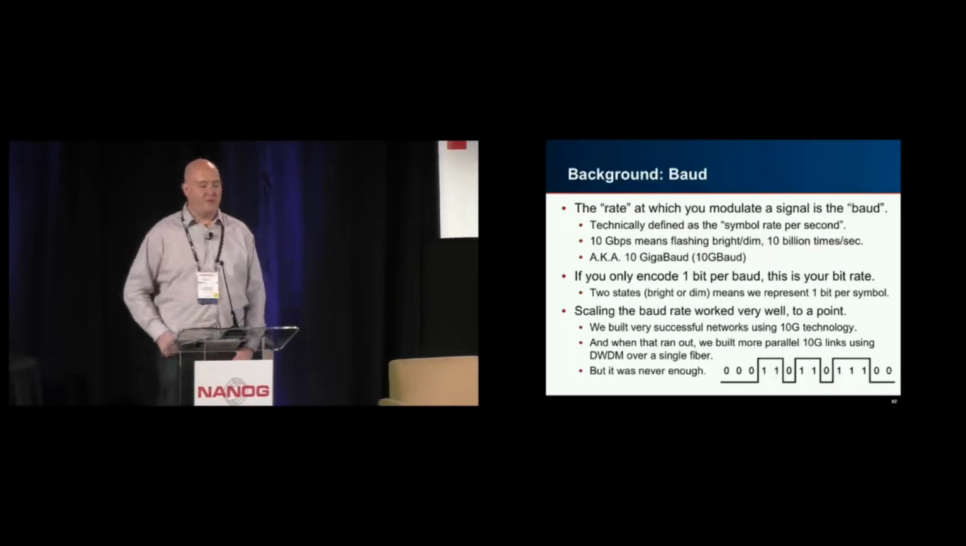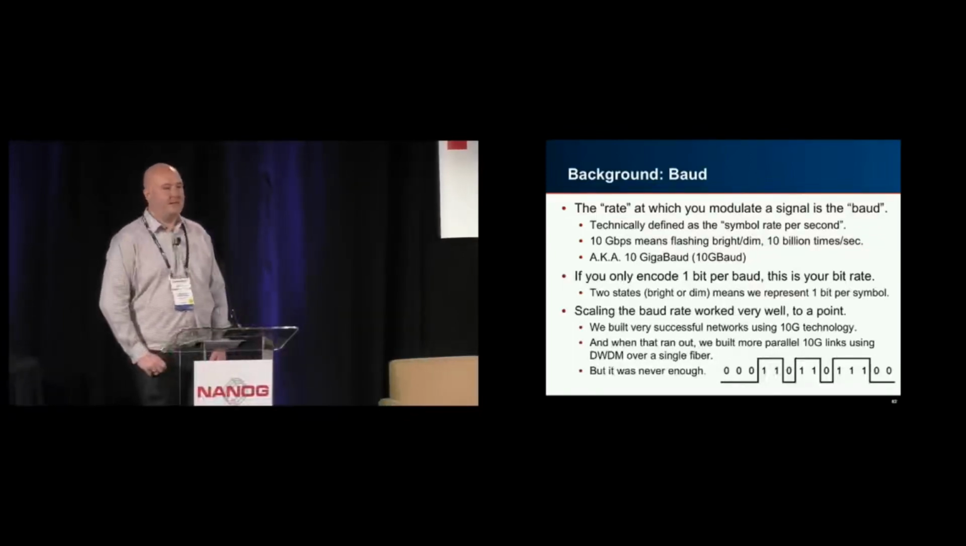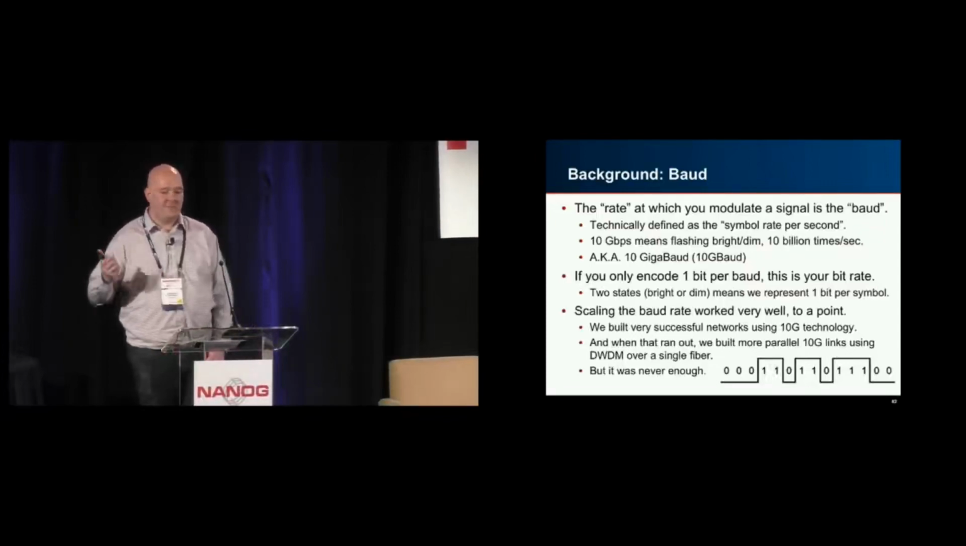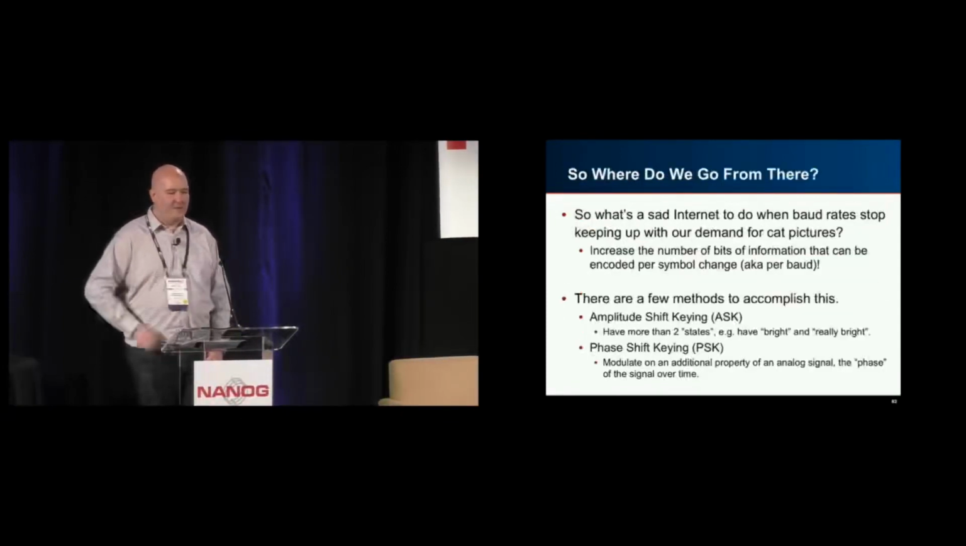And that worked well to a point. We built a lot of very successful networks with it, but it really only worked up until about 10 gig of technology, and then it kind of started to peter out. But obviously we needed more bandwidth than that. So what's the sad internet to do when we can't keep up with our cat pictures? Well, we start looking for ways to increase the amount of information that we can encode per symbol change.